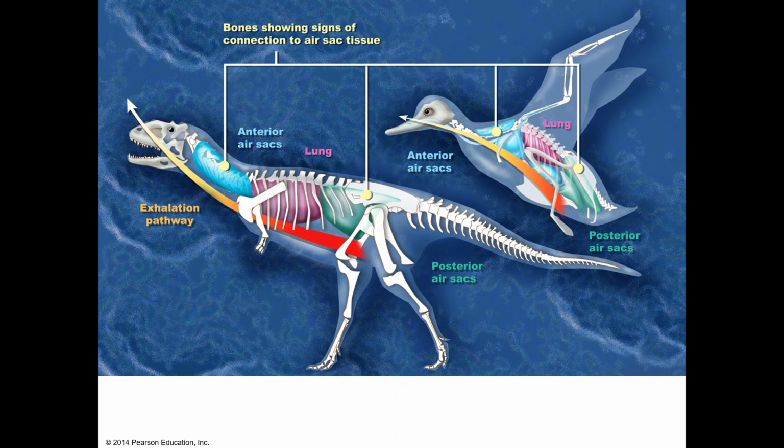Also, again, many dinosaurs did have feathers. Their feathers were not the more complex ones, say, of a flying bird.